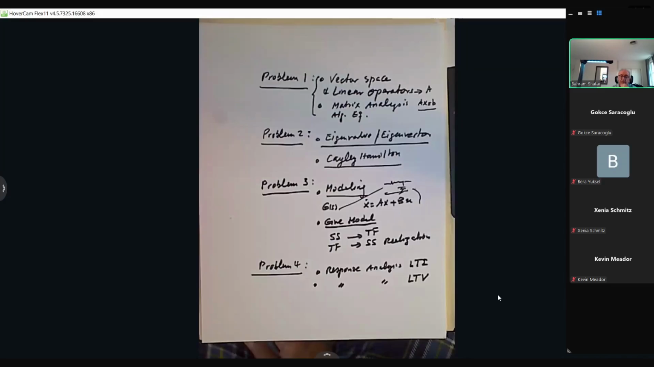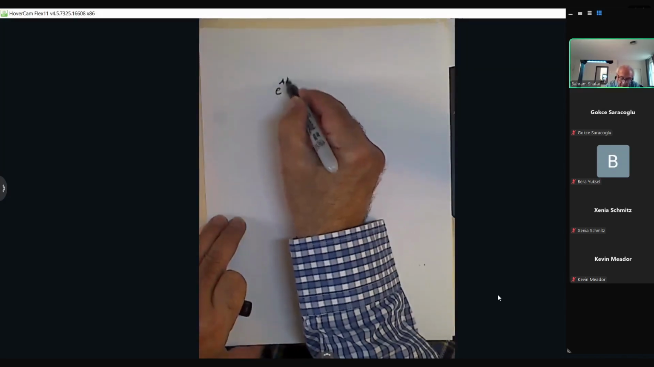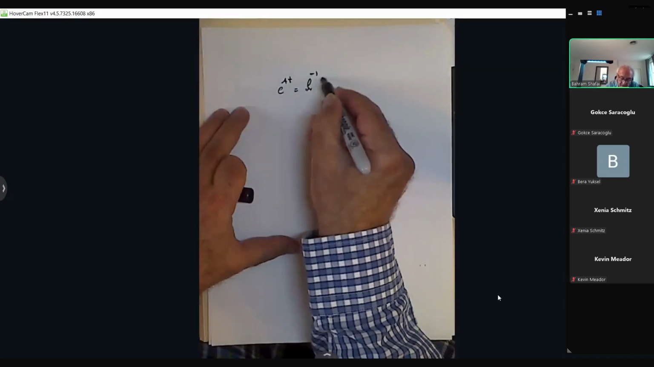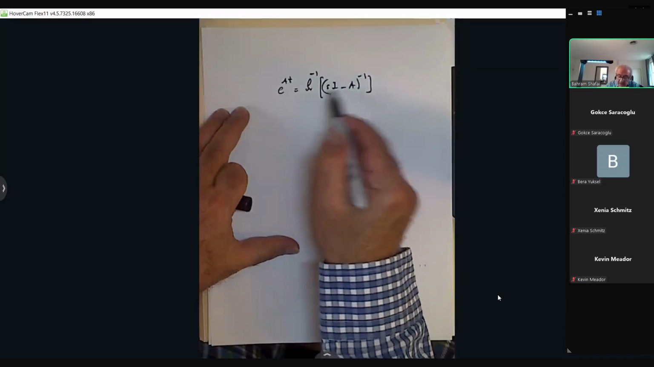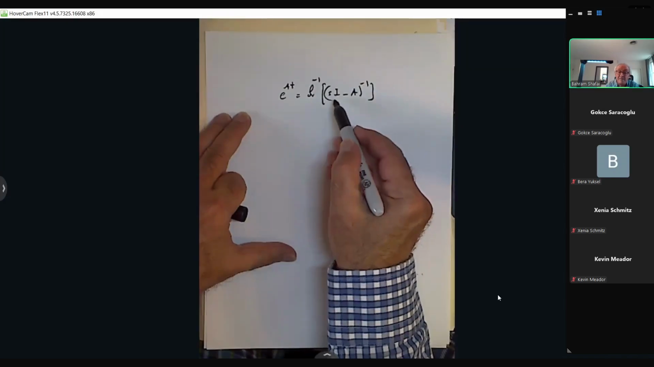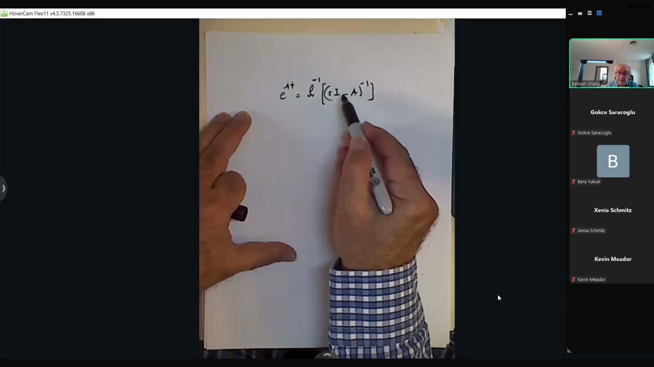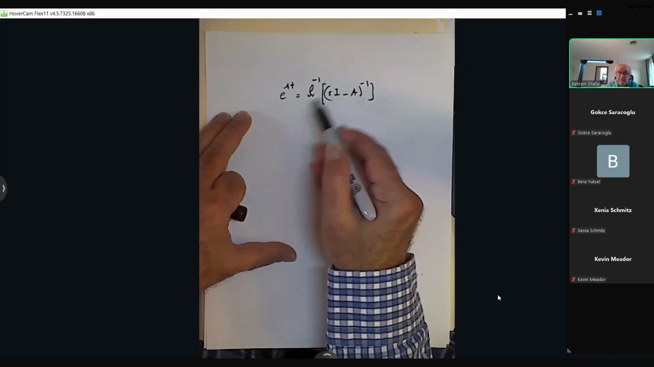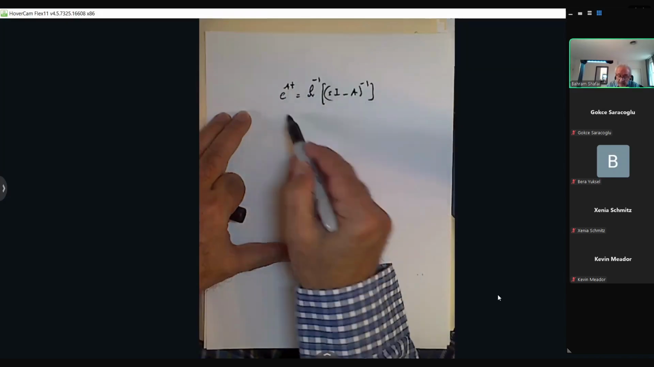If you have e to the power AT computed based on, let me just give you the computational task. When you have e to the power AT obtained with the inverse Laplace transform of (SI minus A) inverse, obviously you need to do the calculation of this expression, take the inverse of it, and then you do the partial fraction expansion, and then find e to the power AT by inverse Laplace transform.